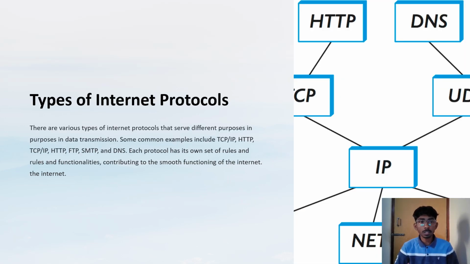Types of internet protocols. There are various types of internet protocols that serve different purposes of data transmission. Some common examples include TCP/IP, HTTP, FTP, SMTP, and DNS. Each protocol has its own set of rules and functionalities contributing to the smooth functioning of the internet.